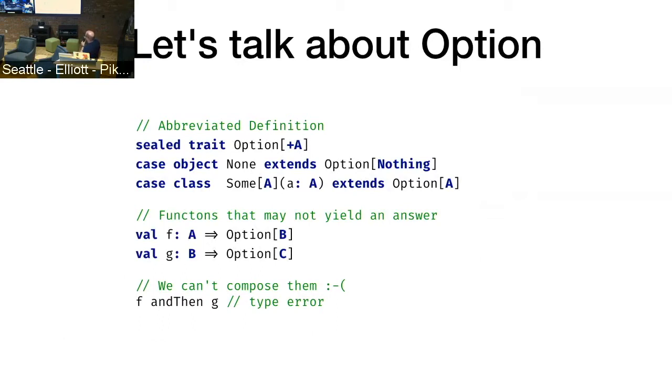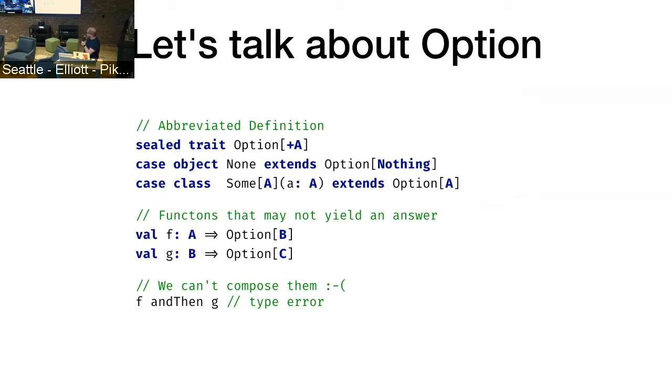So what do we have? We're all Scala programmers mostly. So Option is an algebraic data type. It has two constructors, one of them is None and one of them is Some. And the intuition is that it lets you define functions that might not yield an answer. So we have F: A to Option B that will either return you a B, Some B, or None. Okay, and we have function G from B to Option C.